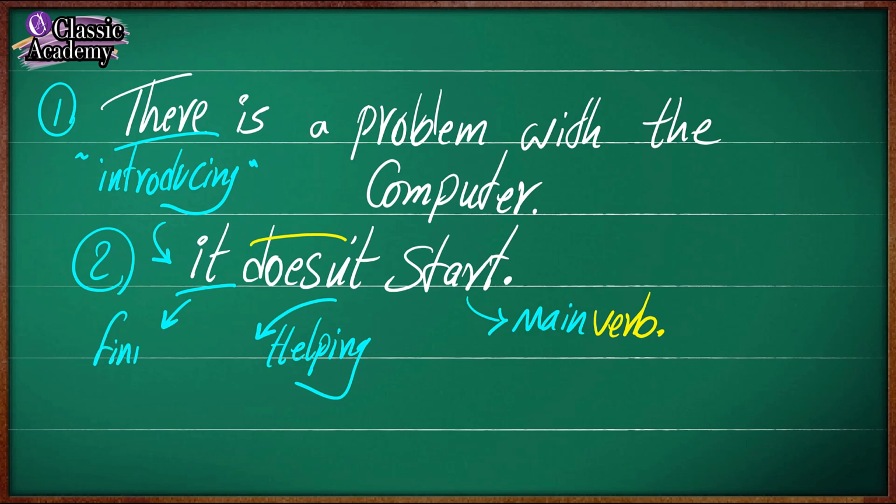Why? Because "there" has a job for introducing something and "it" has a job to finish the sentence. Well, finishing something. This is very important. Why? Because we are going to get the result, what I meant by saying these two sentences. There is a problem with the computer. It doesn't start. It means that you cannot work with it now. Maybe you need to go and ask somebody to come to repair it, or have a look, maybe they can fix it.